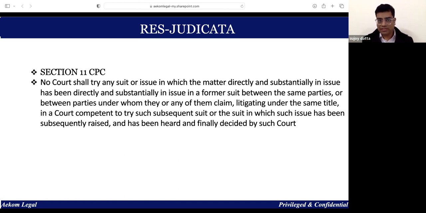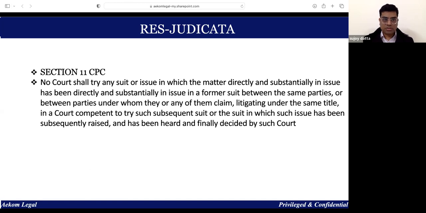As we know, Section 11 of the Code of Civil Procedure prescribes the concept of res judicata. This means that if the same parties have been litigating upon the same or substantially the same matter and issue before a competent court, and that competent court has decided the matter on merits, then the same issue cannot be agitated by those parties between them in a subsequent court.